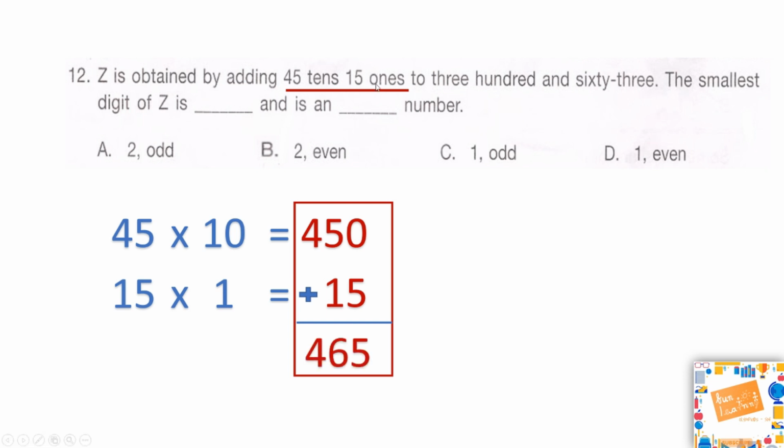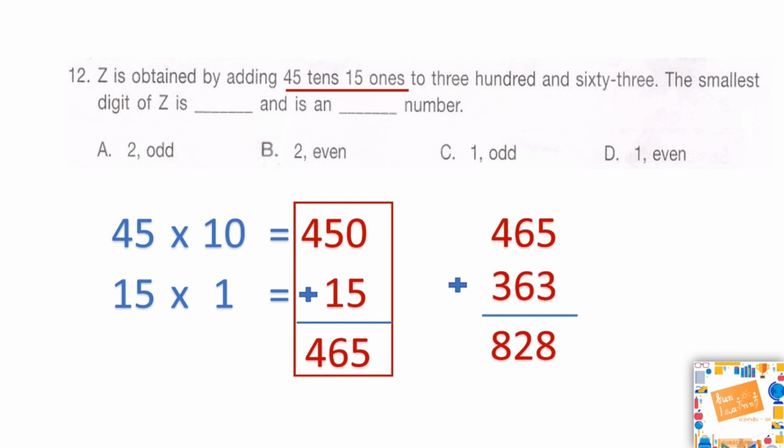So that is the number that is underlined, and this number is added to 363 as given in the question. So when we add this number, we get the answer 828. Now the smallest here is number 2, which is an even number, and giving us the answer in option B.